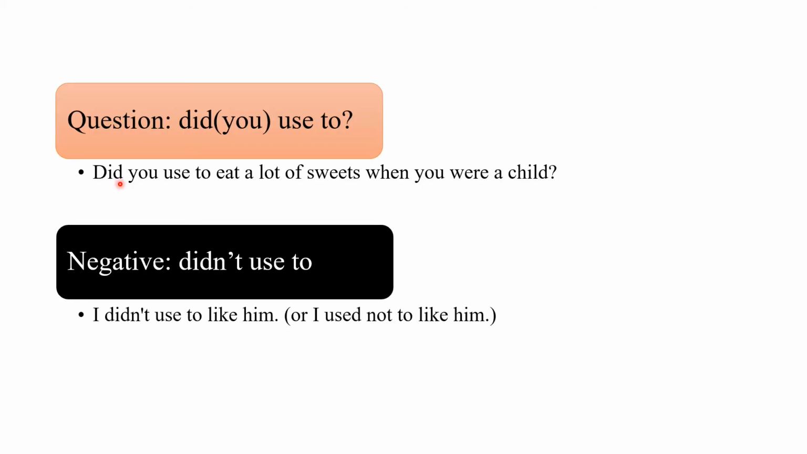For a question, we use did plus subject plus the first form of the verb, which is use to. Like, did you use to eat a lot of sweets when you were a child? Similarly, for a negative sentence, we use did not use to, as in I did not use to like him, or I used not to like him.